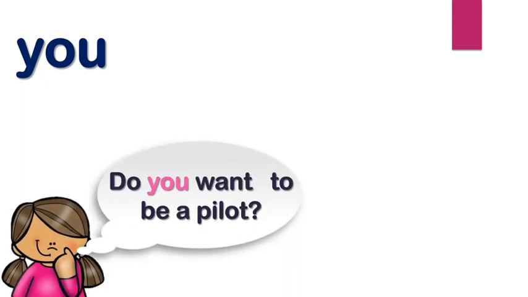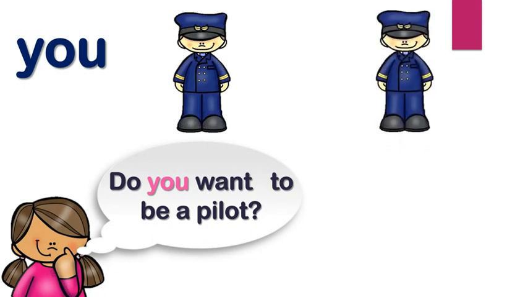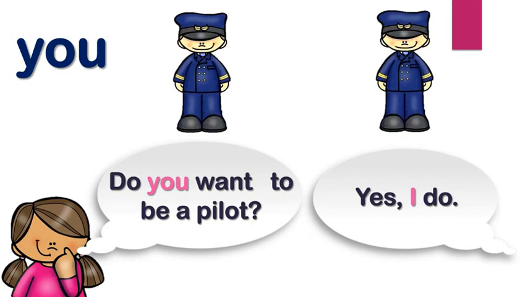Alright, so let's say our question for today. Do you want to be a pilot? Yes or no? Okay, we have the same picture. So our answer is yes. Do you know yes what? Yes, I do. Why do I write yes, I do here? Remember, my answer is yes. And after yes or no, I have to put what? Comma. And then I will draw a cross here between do and you.